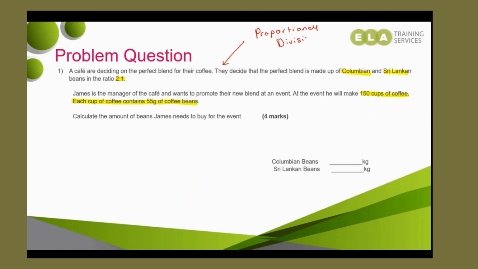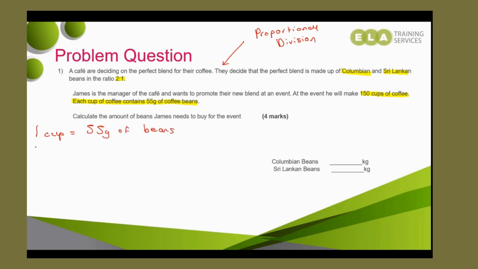Because we have a total. Now, there are 2 ways to approach this question. We can work out how much Colombian and Sri Lankan are in 55 grams and then multiply it by the amount of coffee, or find out how much coffee beans we need in total. I would do that method. So we know that 1 cup equals 55 grams of beans.